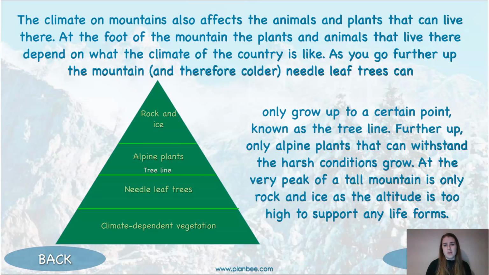So as you go further up the mountain, obviously we know that gets colder. Okay, that's when we have needle leaf trees. Now, needle leaf trees can grow quite tall and quite big, but only up until a certain point where we get up the mountain, and it stops at what we call the tree line. Okay, so you'll see almost exactly a line of trees, the needle leaf trees, when they actually stop. And that's because they cannot withstand the climate of that part of the mountain.